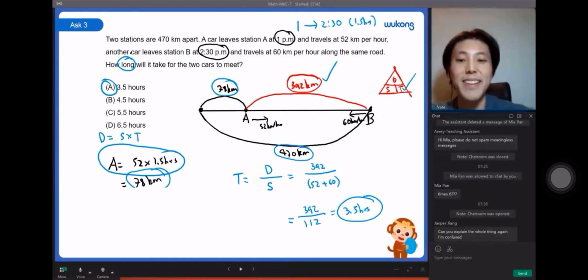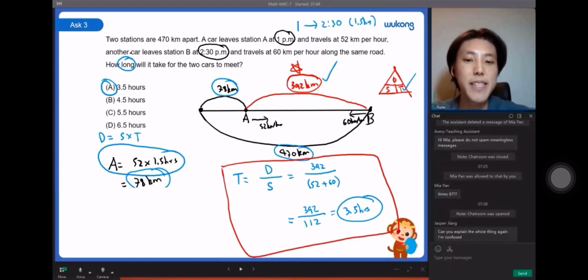And after this step, once you've found this remaining distance between each other, it's just the same steps after that. This is what we've been doing so far.